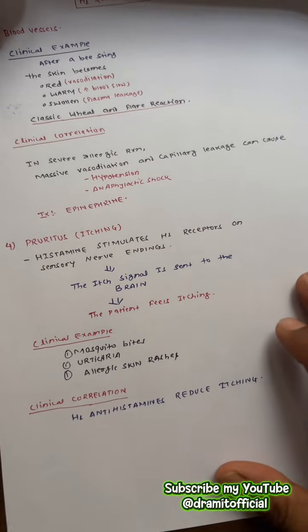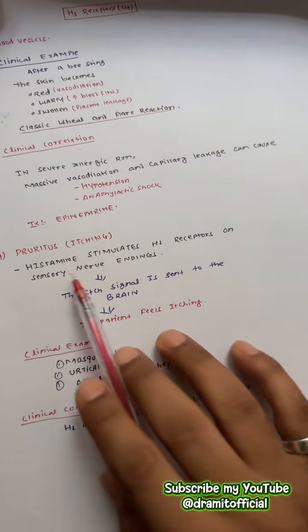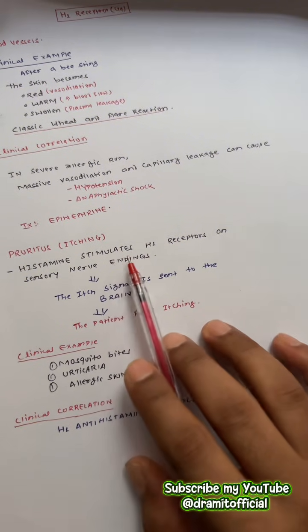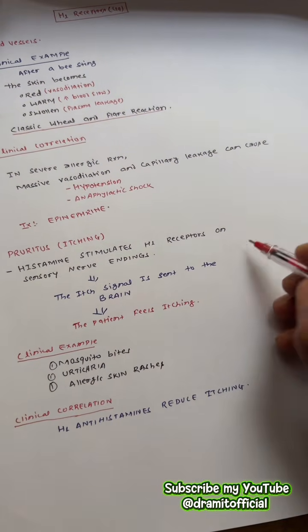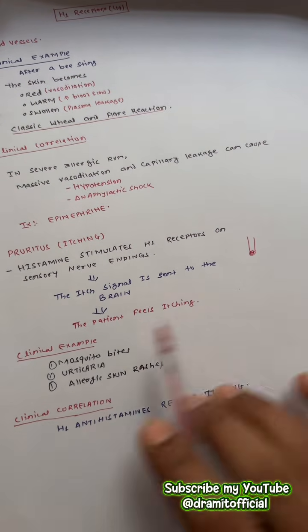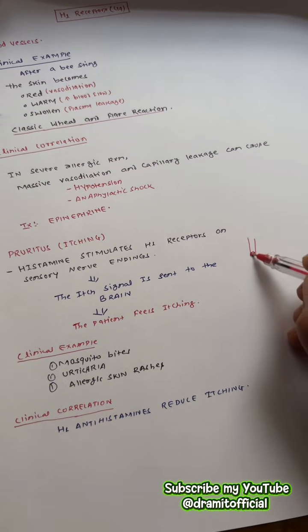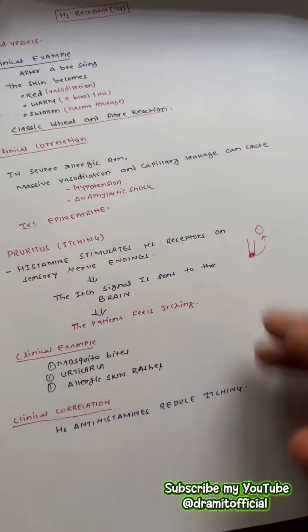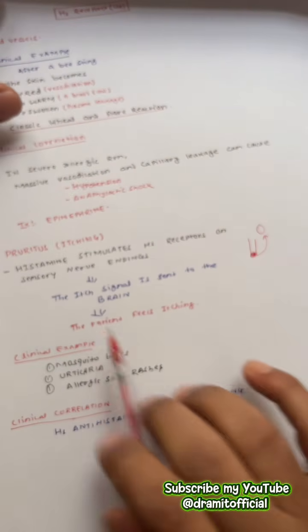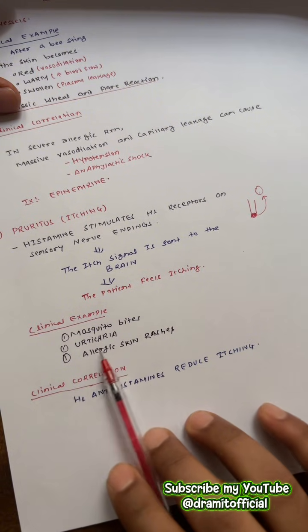Now we'll see how H1 receptors work in pruritus, that is itching. Suppose histamine is released in the body of a patient. Histamine stimulates the H1 receptors on the sensory nerve endings. Suppose this is a sensory nerve, and at its ending there is a receptor for histamine, and the itch signal is sent to the brain, and the patient will feel itching sensations, like in mosquito bites, urticaria, or any allergic skin reactions.